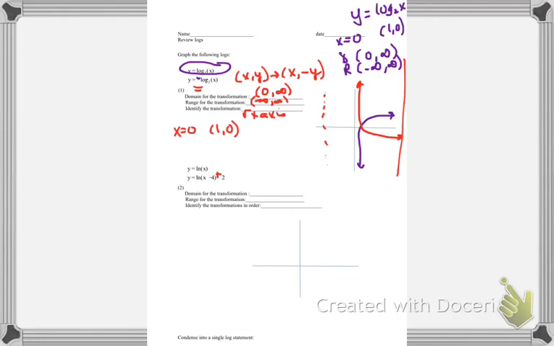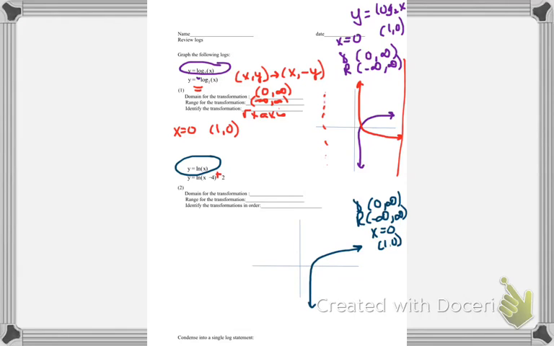In the second one, we're again starting with your basic log. ln is the same as log. It's a base e, and e is somewhere between base 2 and base 3. Its characteristics are the same as a regular log. Its domain is the same. Range, all real numbers. Asymptote, x equals 0, and our point of intersection that we're interested in is (1, 0).